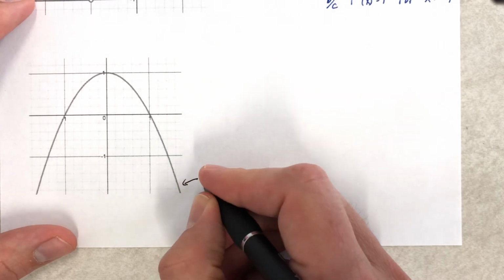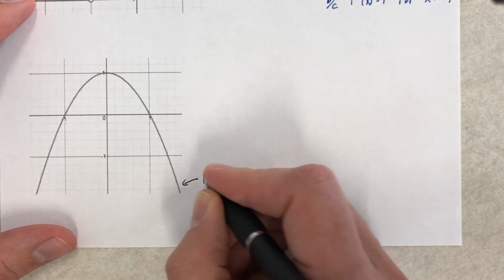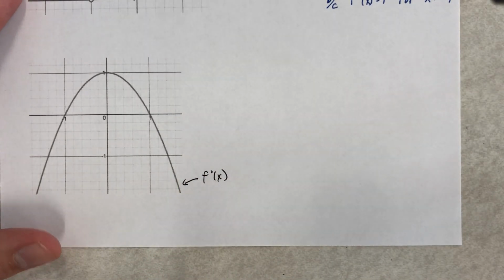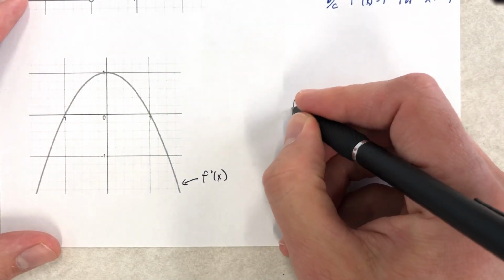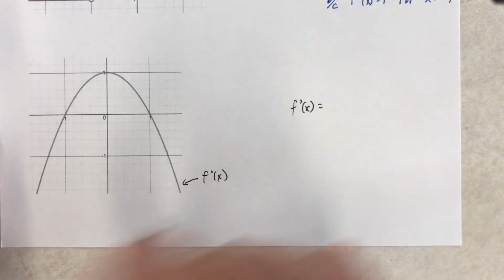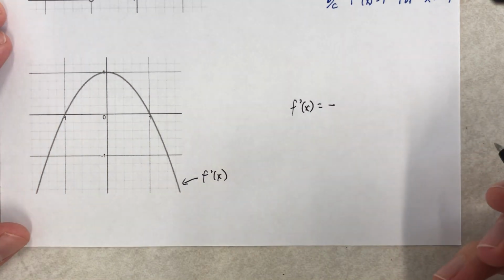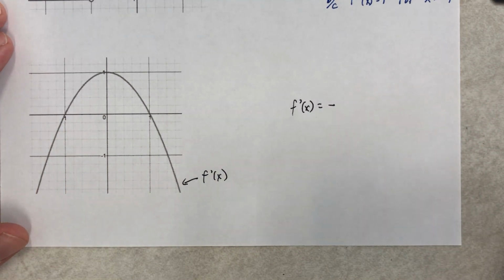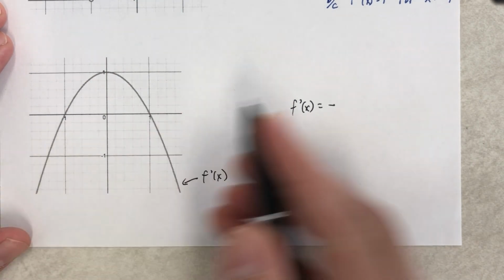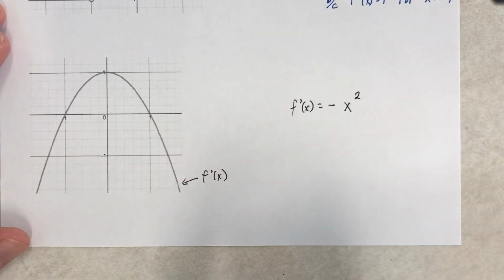Here we go. F prime of x. Okay, we're about to do something wild and crazy, but before we do, let's actually write down what f prime of x is. We can get the equation of this. We really can. It's an upside down parabola, so negative, and then x gets squared because it's a parabola, and that's the highest degree we'll see. There is no horizontal shift, so it is x squared.